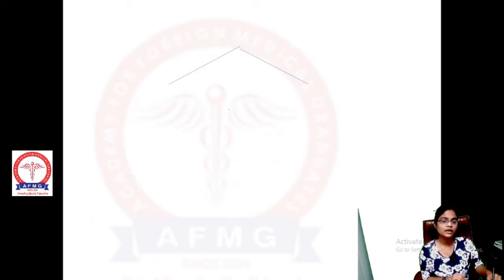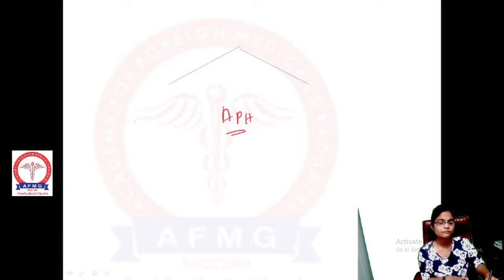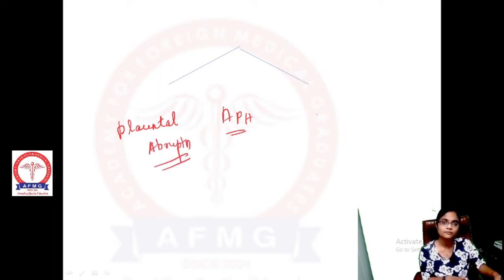So in APH, in antepartum hemorrhage, we have two things. If a patient complains of bleeding after 28 weeks, then one cause might be placental abruption, or one more cause will be placenta previa. Please be clear about these terms, okay? Placenta previa. So what about these two things?